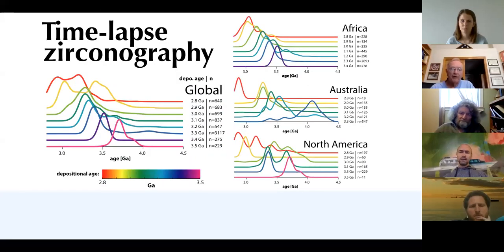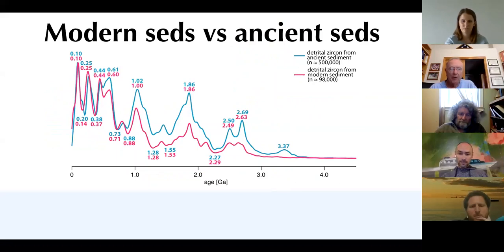What bin size are you using? What bin size? Sorry, say that again, Kent. What bin size are you using there? So this is a kernel density estimate here, and so this kernel density estimate uses a bandwidth of 20 million years. So it's similar to the bin size, and so we've got here a 20 million year bandwidth.